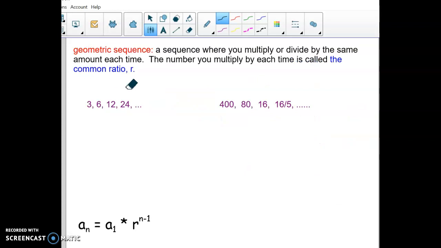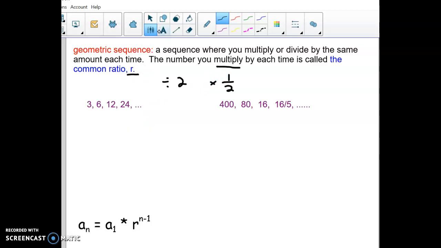Geometric, then, is a sequence where you multiply or divide by the same amount each time. The number you multiply by is called the common ratio, r. Sorry, I said that wrong. Technically a geometric sequence is both multiply and divide, but a divide by 2 sequence is really the same as multiplying by 1/2. So when we do geometric, we're always going to use the number we're multiplying by, not the divide number. Multiplying by a fraction will help us figure out what r is.